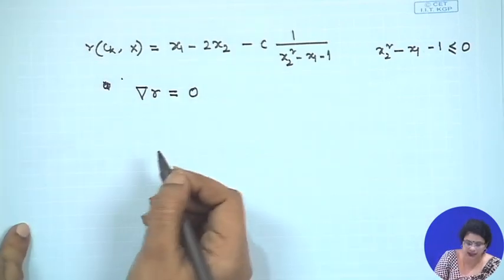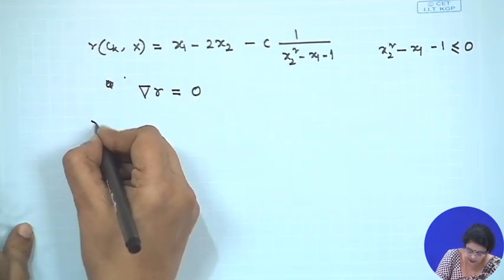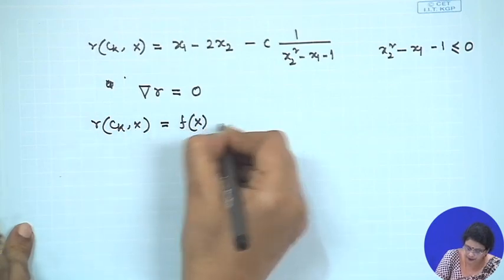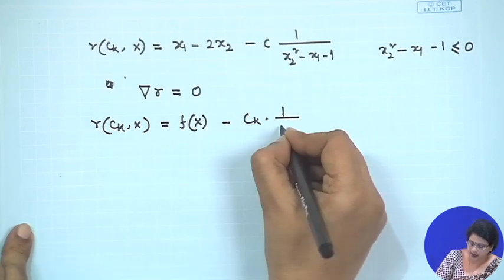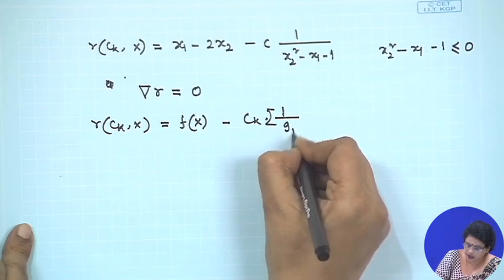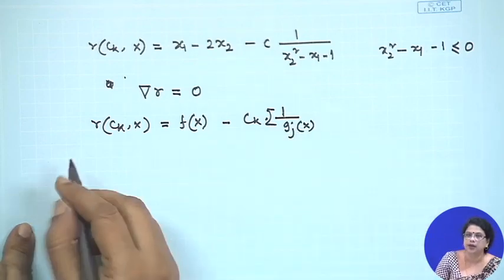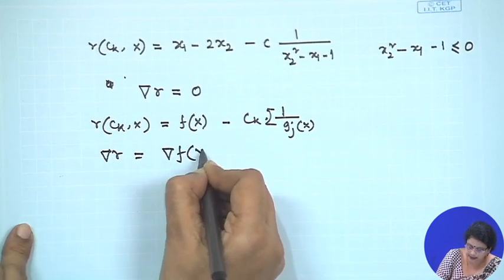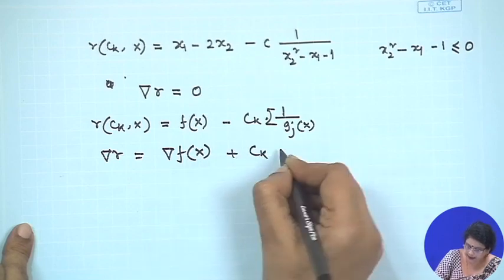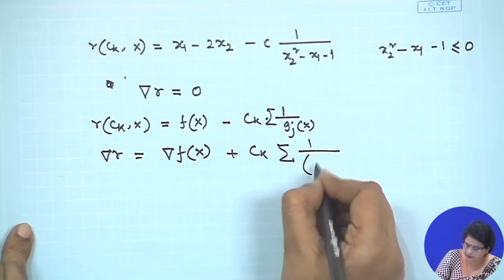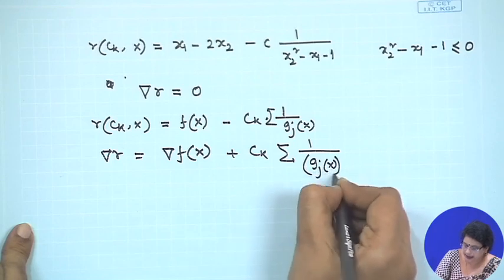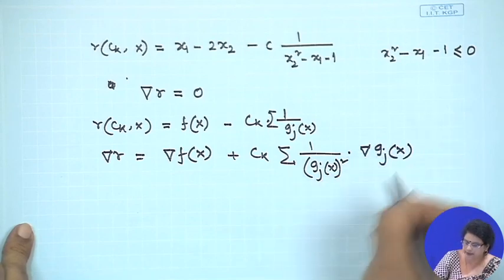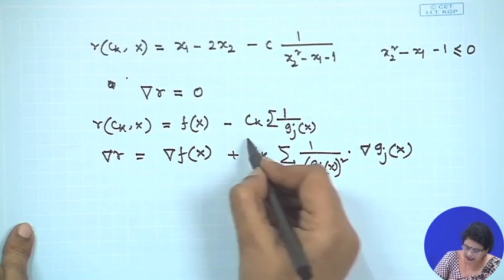In this process, one thing I would like to say: you see we are considering r(Ck, x) equal to f(x) minus Ck divided by summation g_j(x). And what is grad r? Grad r is equal to grad f(x) plus Ck summation 1 by g_j(x) square into grad of g_j(x).